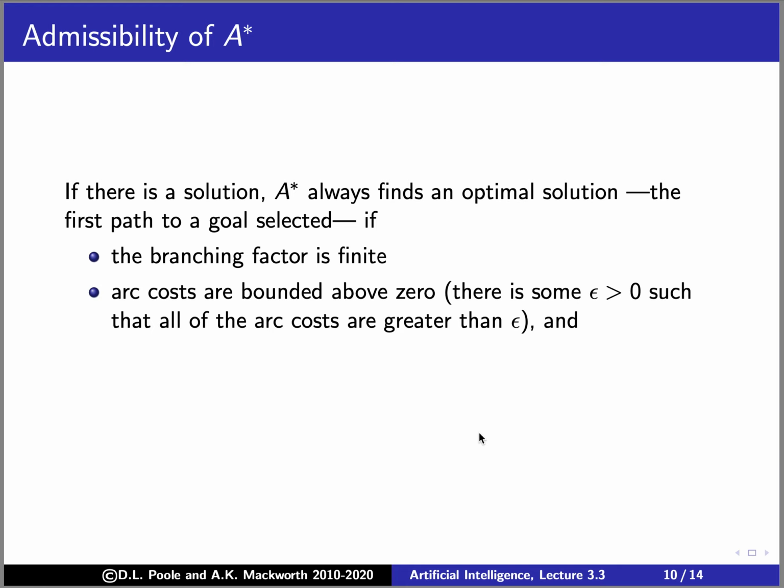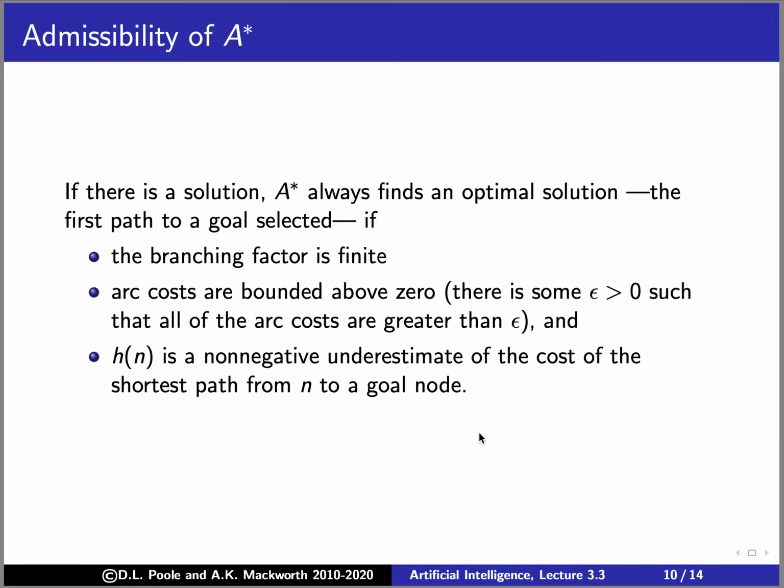So there's some epsilon such that all of the arc costs are greater than epsilon. If anyone wants to look up the problem of the tortoise and the hare, which is a classic problem, you'll end up knowing why we need costs bounded above zero, because there can be an infinite sum with a finite cost. There can be infinitely many values. The infinite path can still have a finite cost.